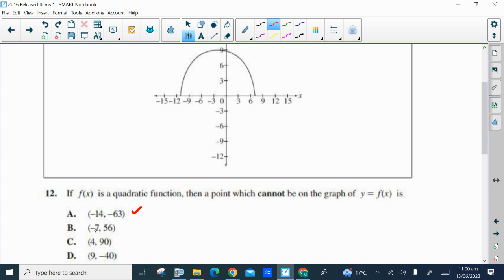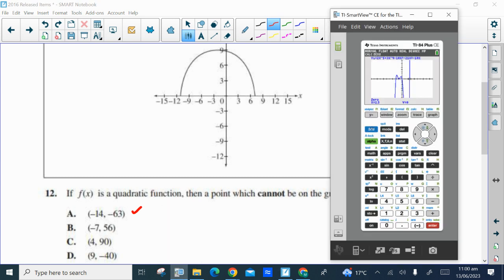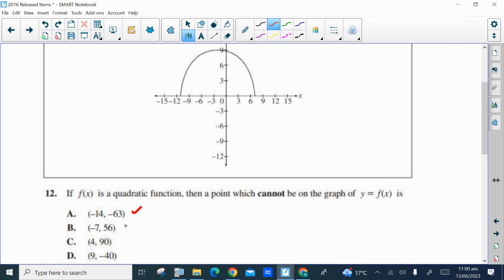The next point we have to look at is negative 7, 56. Well, that point would work because the square root of 56, if you do it on your calculator, is approximately 7.5. So when x is negative 7, which is about right here, our y value is somewhere around 7.5. So that point does work.